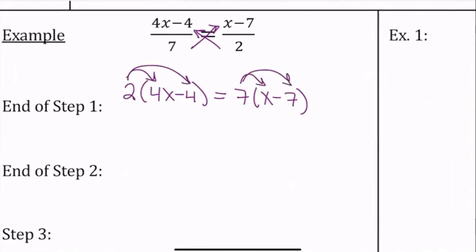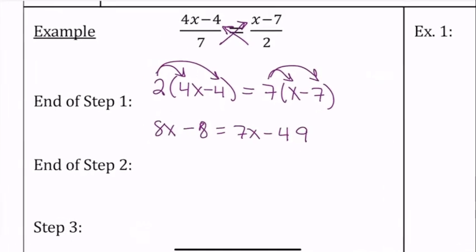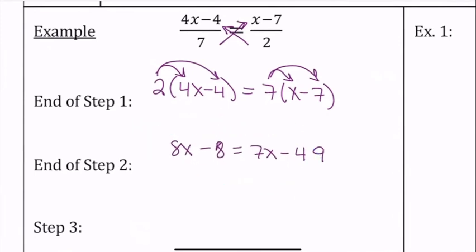So 2 times 4x is 8x. 2 times -4 is -8. 7 times x is 7x. 7 times -7 is -49. So that is the end of step 2. There we go. Scoot out.